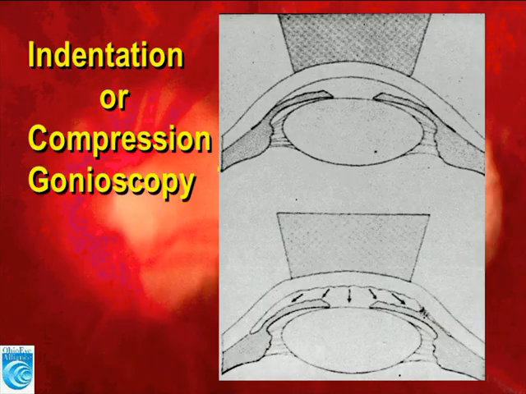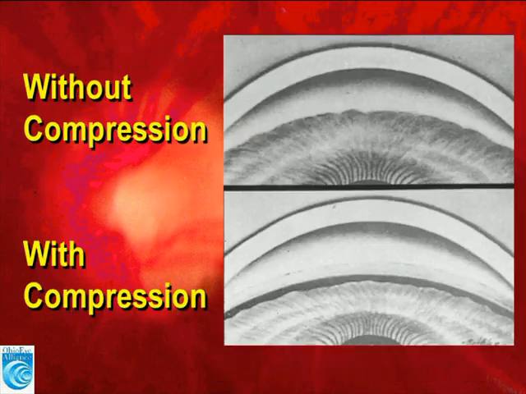In this diagram, we can see in the upper image, without compression, the angle appears almost completely closed, and with compression on the left, the angle opens, but on the right, the synechia are preventing the angle from opening. In this image, in the upper portion, the angle looks closed without compression, and with compression, the angle is entirely open.